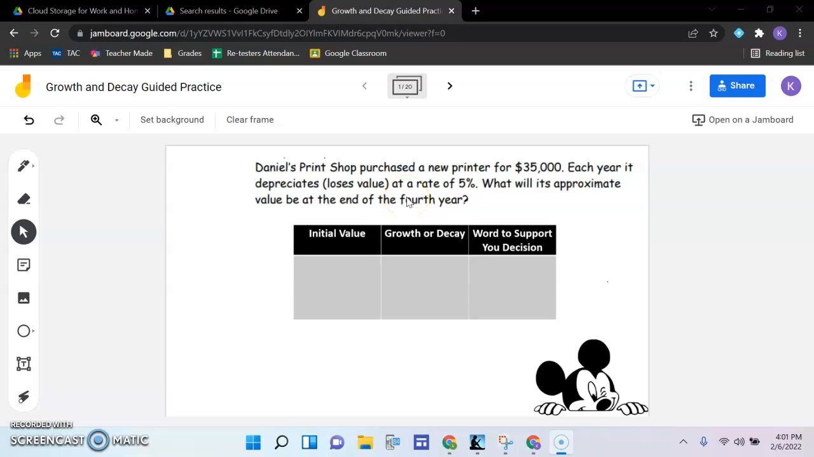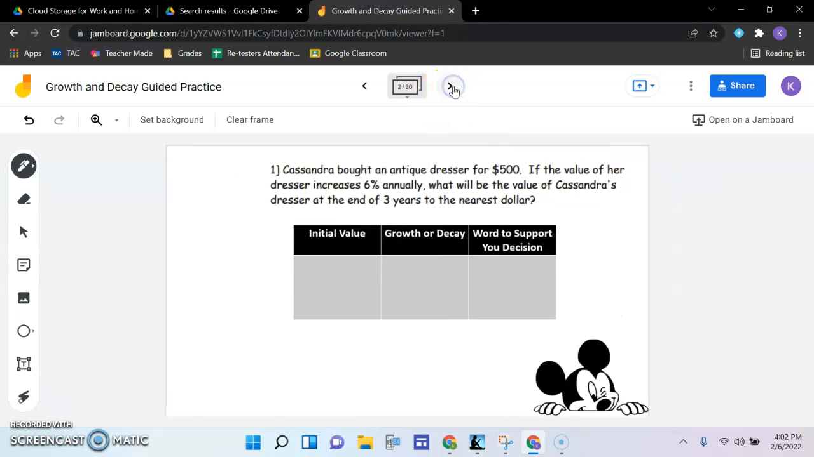The first thing that we need to look at are the keywords or the numbers or something that will tell us that that's the initial number. So for example here, he purchased a new printer for $35,000. So on that one, you already found your initial value, which is 35,000, and we're gonna put that right there. And that's it for this lesson. It's just looking for the keywords that says that that is the initial value. In this case, it's the purchase value.